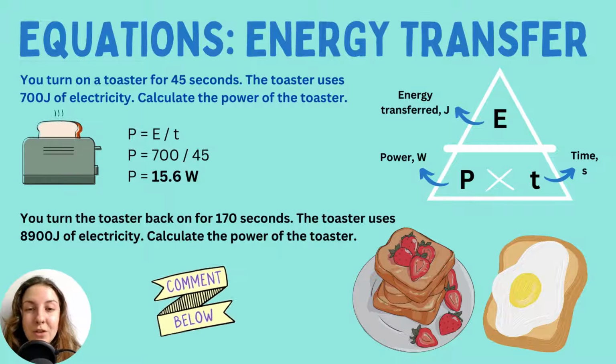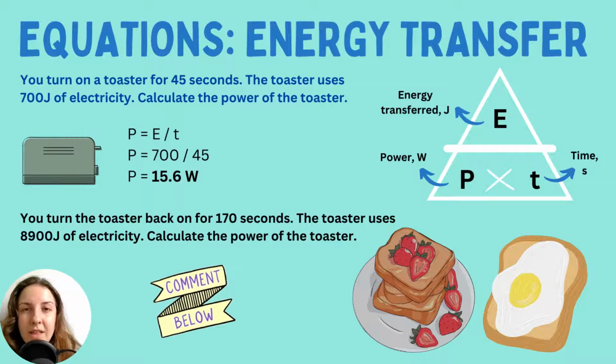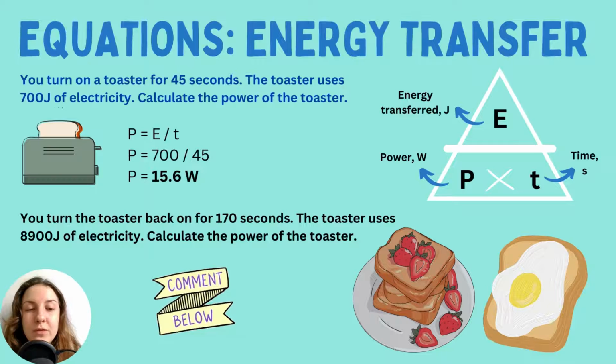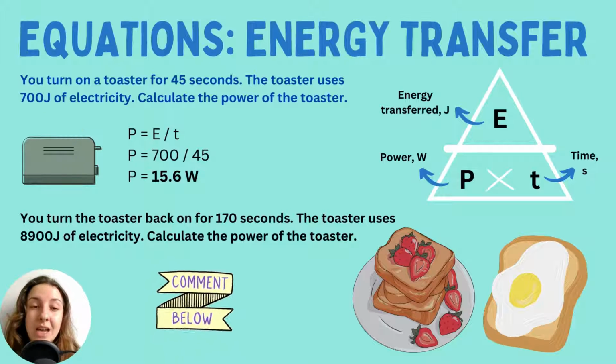Calculate the power of the toaster. So the longer you leave a device on for, the more energy that it's releasing. And this is why these sorts of questions get asked, and they link to efficiency as well. So the equation that you'd need to calculate this answer would be power is equal to energy divided by time.